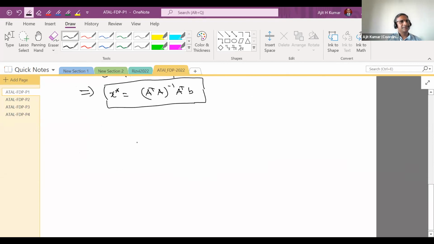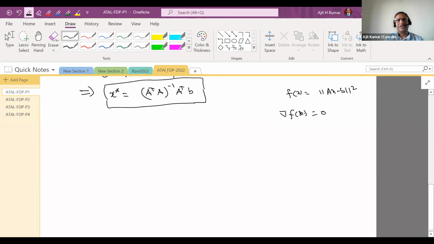Right. So this is a solution. Let me just quickly also indicate this. Let us say I call this f of x is equal to norm of Ax minus b the whole square. This is what we want to minimize. If we want to minimize this, we'll have to find the gradient of f of x, equate it to 0, and then solve for x. That is how we do it.